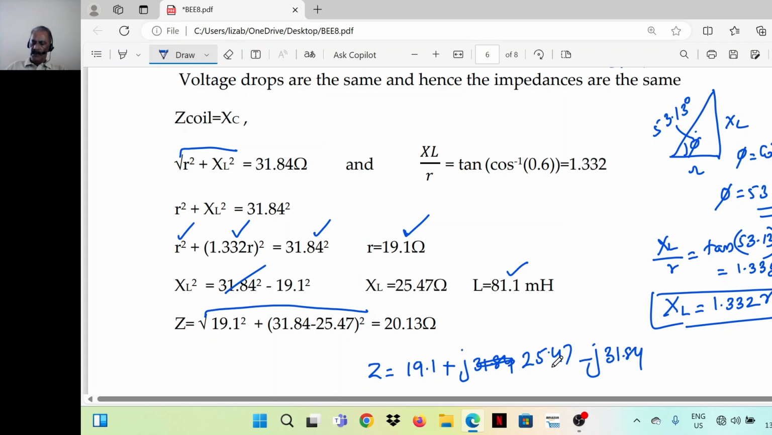So the magnitude of impedance is equal to square root of 19.1 square plus (25.47 minus 31.84) square, or (31.84 minus 25.47) square. Like that also you can take. So Z is equal to 20.13 ohm. The magnitude of the total impedance is 20.13 ohm.